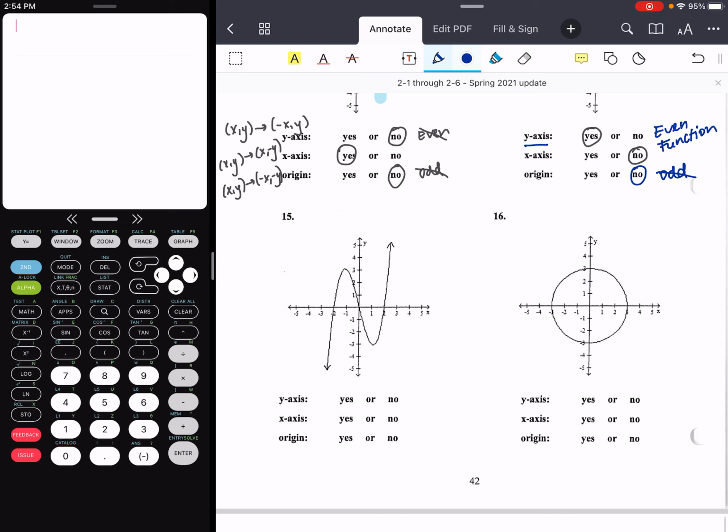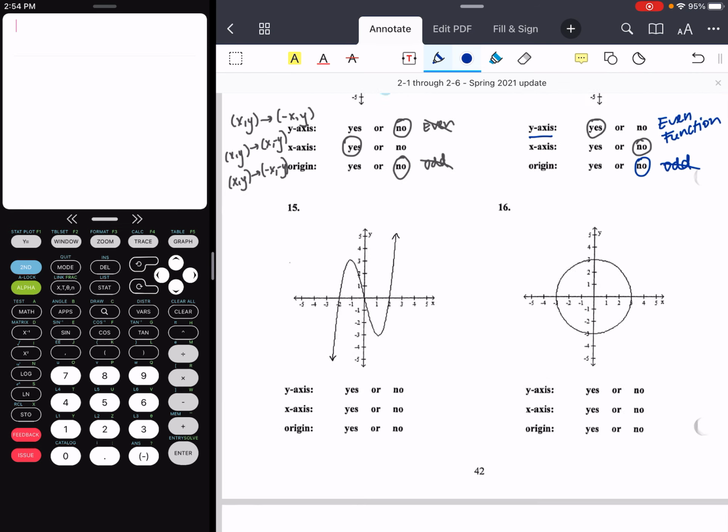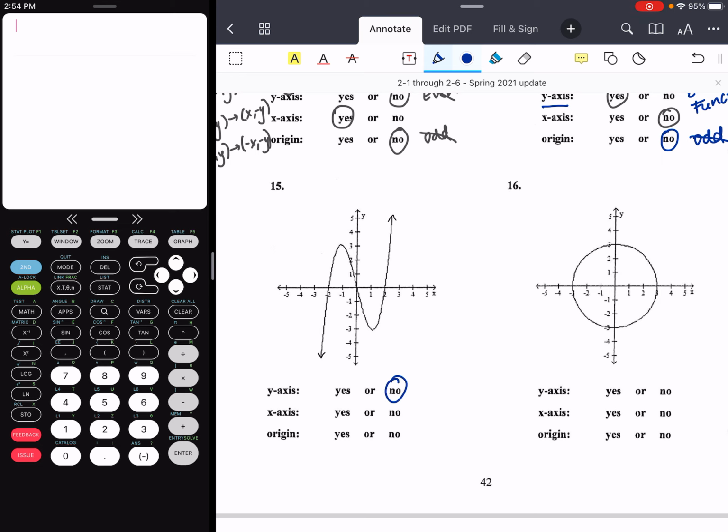All right, number 15, y-axis symmetry. It doesn't look like I have matches all the way across, left to right. So no y-axis symmetry. So for example, I have this 1, negative 3, so I should have a matching negative 1, negative 3, and I don't. X-axis symmetry, same thing. I don't have matches above and below my x-axis, so no.